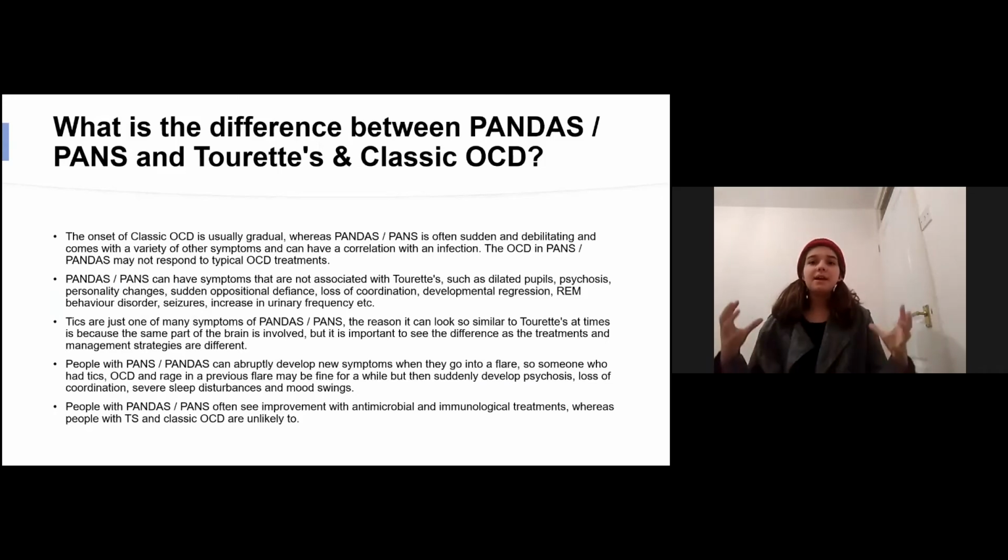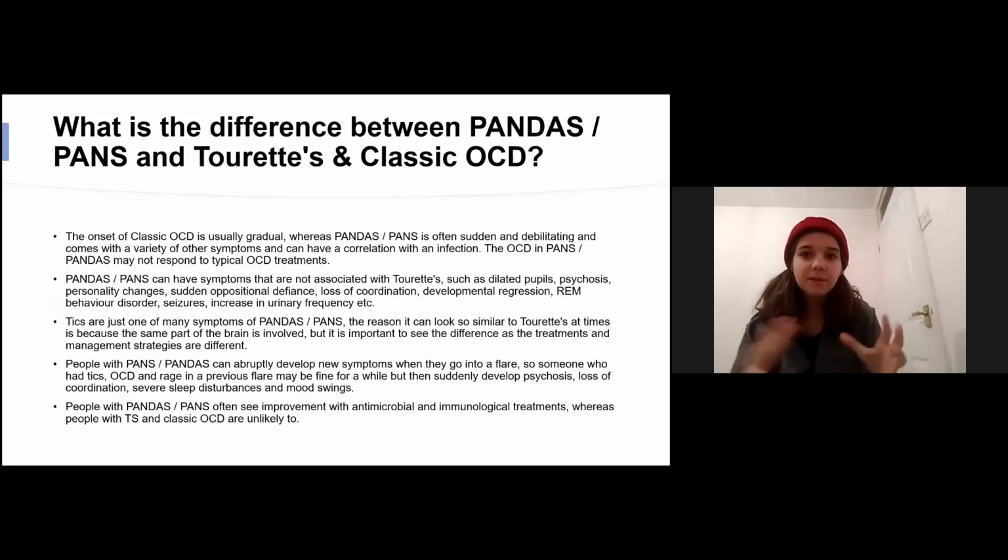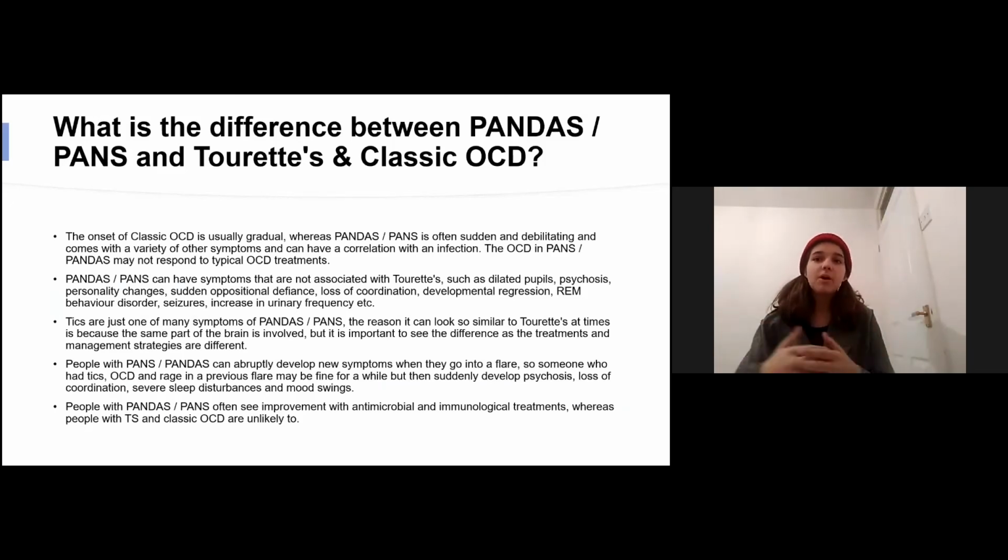So I would say the main differences are that the onset of classic OCD is usually gradual, with subclinical symptoms that gradually get worse, but PANDAS PANS is sometimes overnight. People can have no symptoms and then suddenly wake up with very, very severe OCD and many other symptoms. And PANDAS PANS often has a correlation with infection. The OCD in PANDAS PANS doesn't usually respond to traditional OCD treatments either.